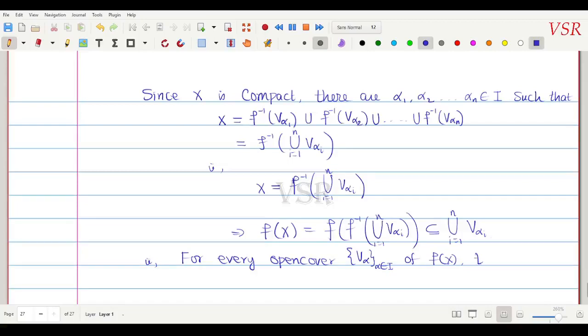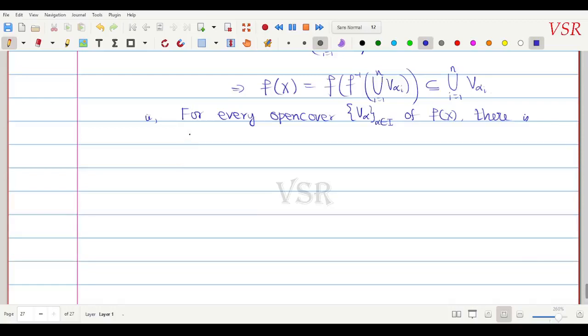There is a finite subcover. That is, alpha 1, alpha 2, ..., alpha n belong to capital I, such that what I am having, this f of capital X, is a subset of the union of i equal to 1 to n of V alpha i. So this implies that f of capital X is compact. This is: a continuous image of a compact set is compact.